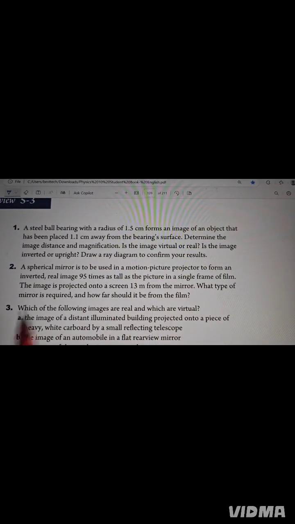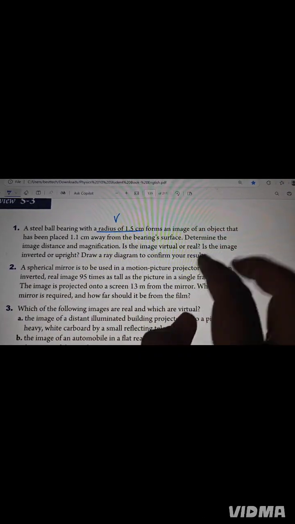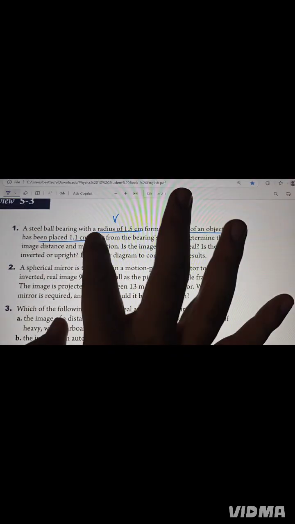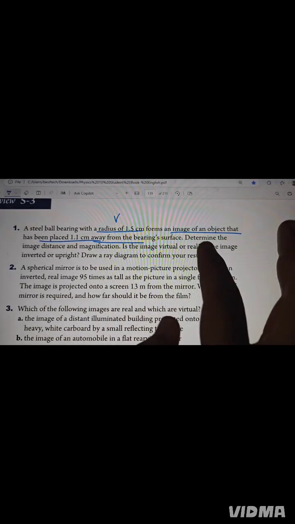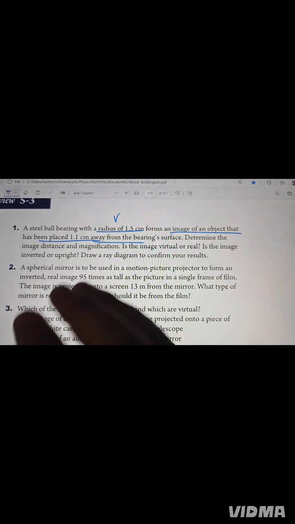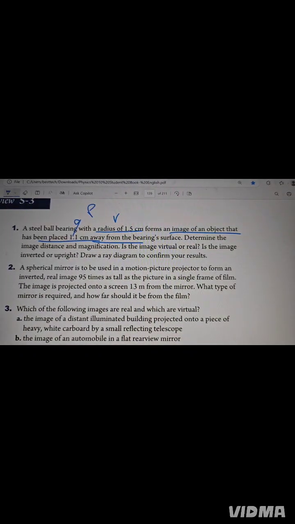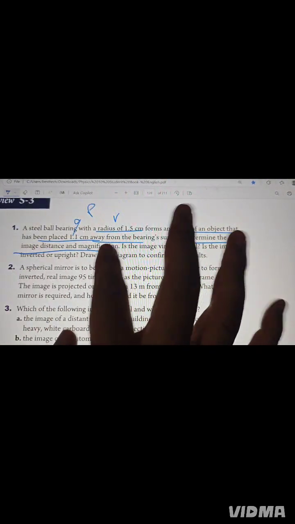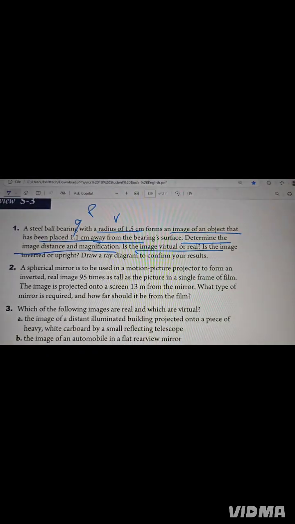The question says a steel ball bearing with radius R equal to 1.5 centimeters forms an image of an object that has been placed 1.1 centimeters away from the bearing surface. So this 1.1 is P, the object distance, because you are putting an object there. Determine the image distance and magnification, that is, find Q and M. Is the image real or virtual, and so on.